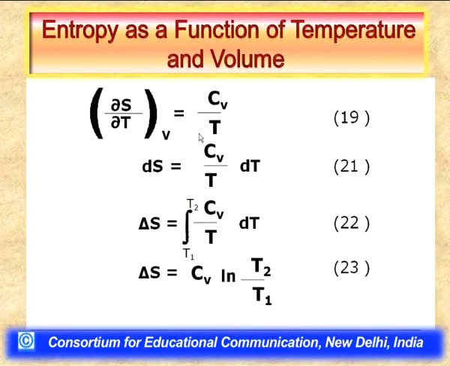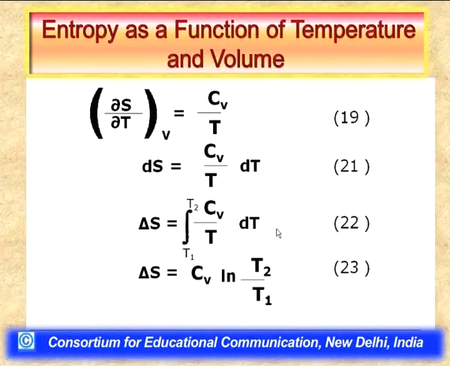Delta S delta T constant V equal to Cv by T. We can rearrange this by taking the denominator dT of the left hand side to the right hand side numerator. What we get is dS equal to Cv by T into dT. Now, we can integrate this equation 21 within limits temperature T1 to temperature T2. What we get is S2 minus S1 on the left hand side, that is the finite change in entropy, which is represented as delta S. So, delta S equal to integral T1 to T2 Cv by T dT.